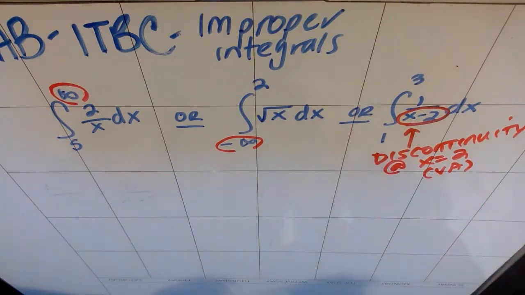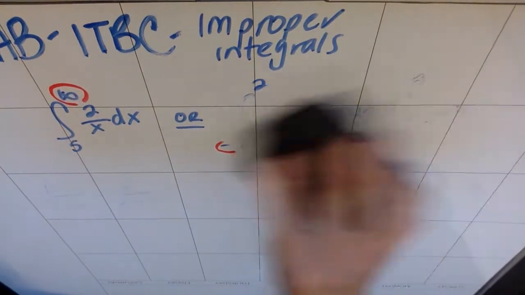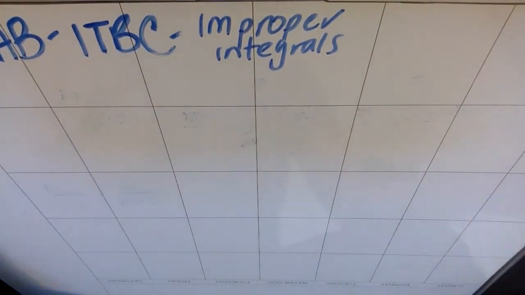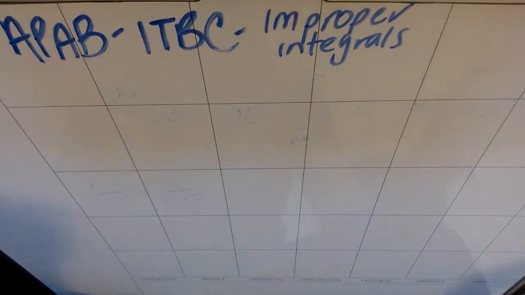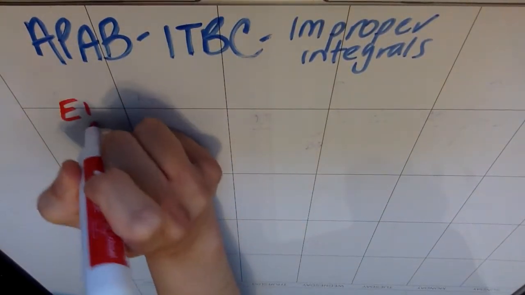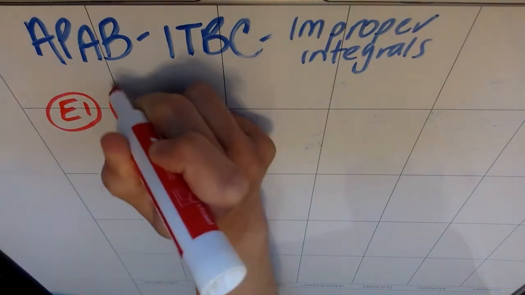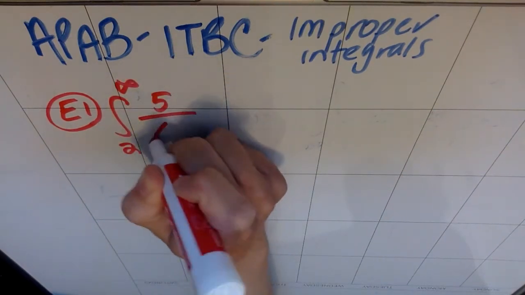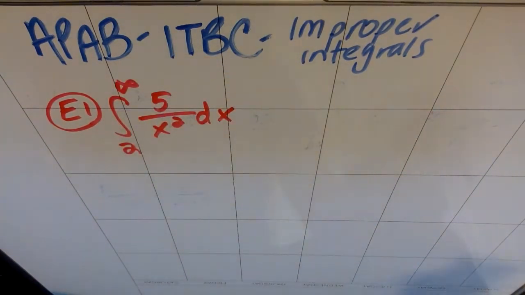So we're going to go ahead and walk through how we do this. So I'm going to walk you through example 1, and then we'll just kind of keep going. All right, so example 1 in your packet is the integral from 2 to infinity of 5 over x squared with respect to x.